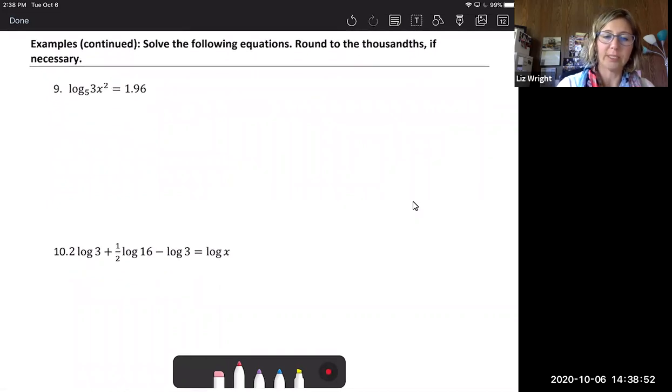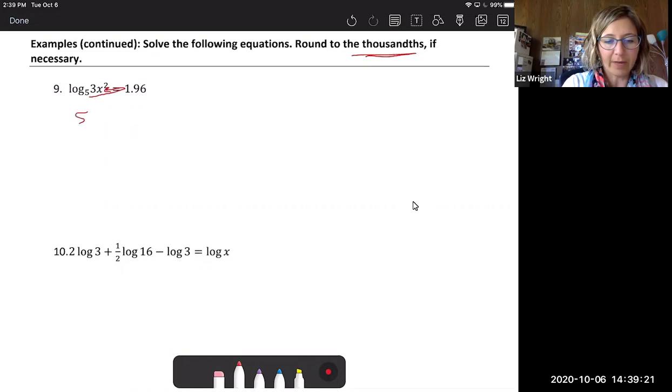Okay, directions are the same. Solve the following, round to the thousandths place. So here we go. On this one, look where our x is. x is in the argument. So what do you think we should do? How are we going to start this one? If it's in the argument, you should always start by converting.